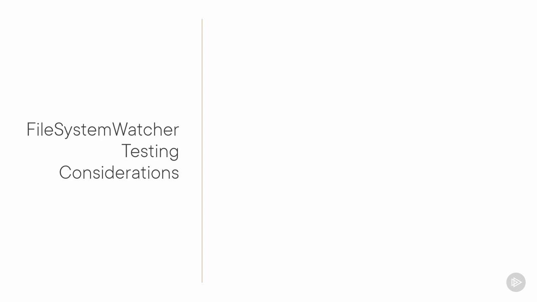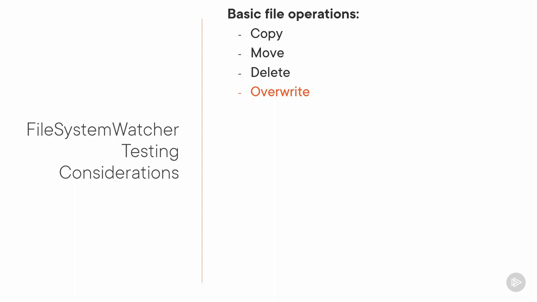Before we wrap up this module, I just wanted to point out some considerations you might want to bear in mind when it comes to testing your FileSystemWatcher-based applications. First off, you may want to check that all of the basic file operations produce the results you expect. So for example, trying to copy a file into the watched directory, moving a file into the watched directory or out of the watched directory, deleting a file in the watched directory, overwriting an existing file in the watched directory, and also renaming a file.